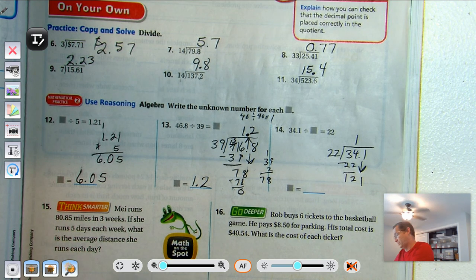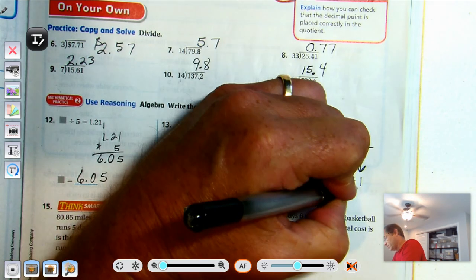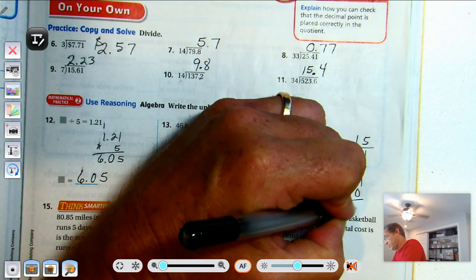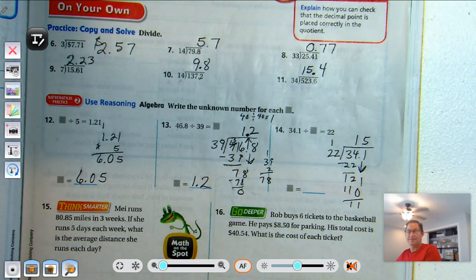And that's going to be 5. 5 times 2 is 10. Regroup. We're left with 11.